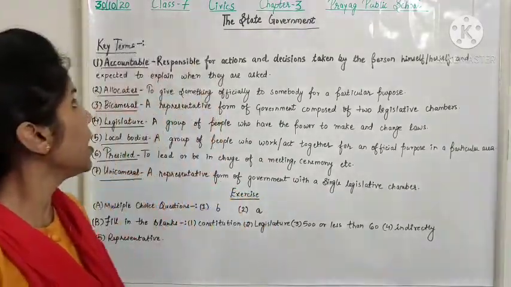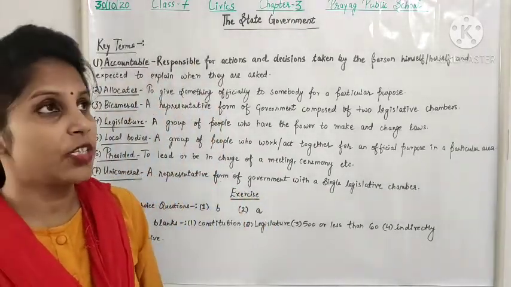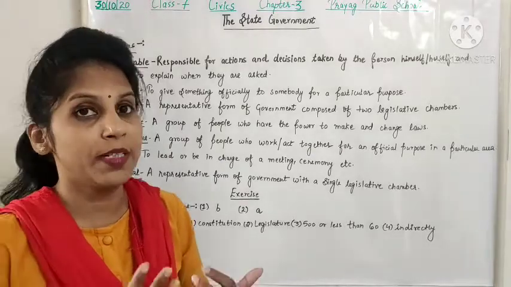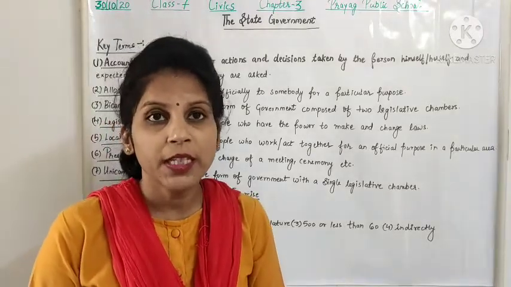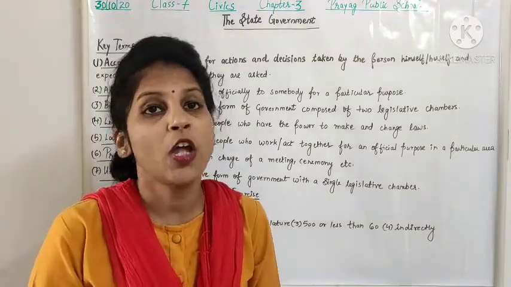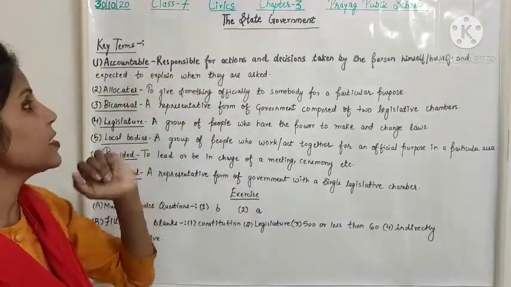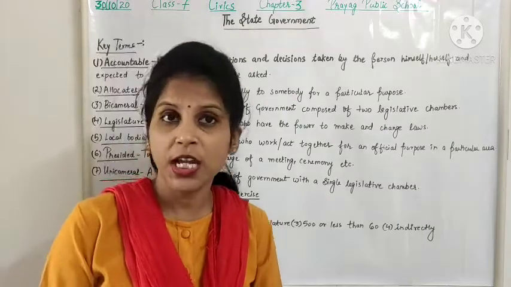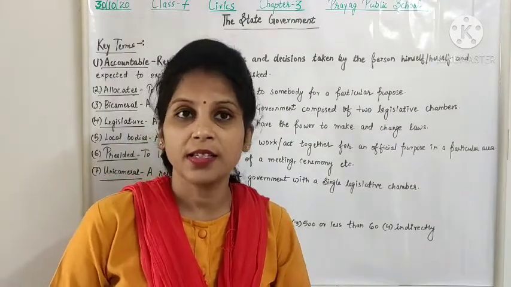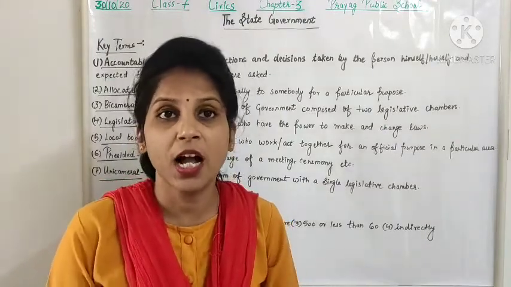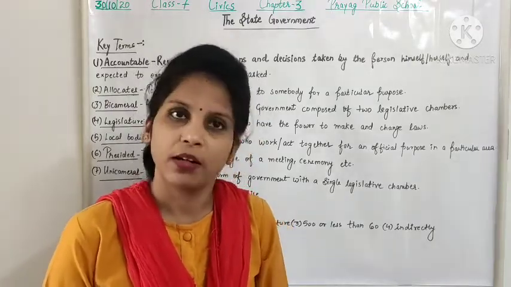To ye kya hoti hai? Responsible for actions, कुछ ऐसे action या decision कोई person लेता है, responsible person लेता है, उसको कोई काम allot किया जाता है, and he or she is answerable for that, that is called as accountable. जब उनसे पूछा जाएगा, तो उन्हें उस चीज के बारे में answer करना है कि उन्होंने क्या decision लिया, क्या काम किया, like that. Clear?